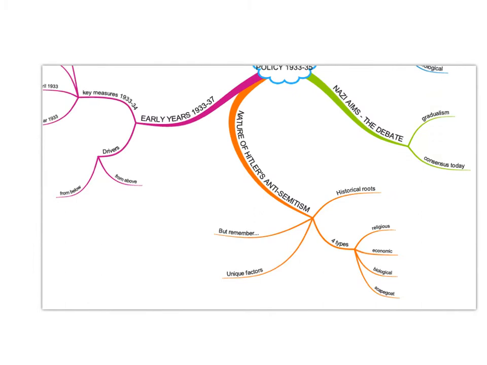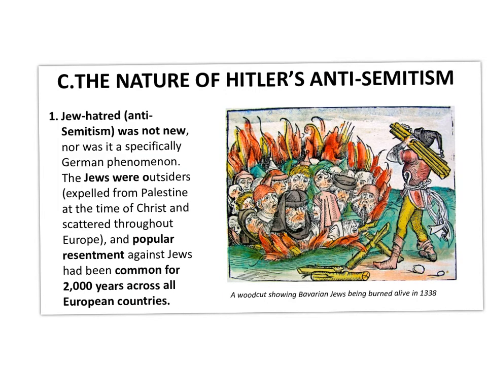Okay, so next one, the nature of Hitler's anti-Semitism. Okay, and again you can sort of see the strands. So we'll just quickly go through some of the key points here. Okay, so Hitler's hatred of Jews, anti-Semitism, is a complex thing. I suppose the most important thing is that there were different types of anti-Semitism, and anti-Semitism was not new. It was not new in Germany. There had been anti-Semitism, hatred of Jews before Hitler, and elsewhere in Europe, hatred of Jews was very, very common. You can go back 2,000 years.